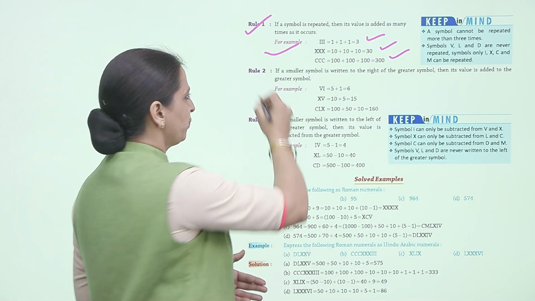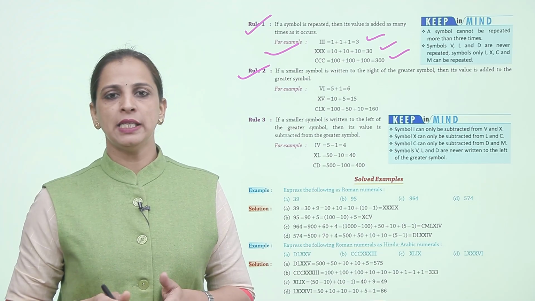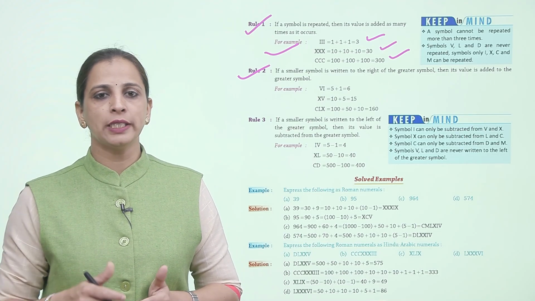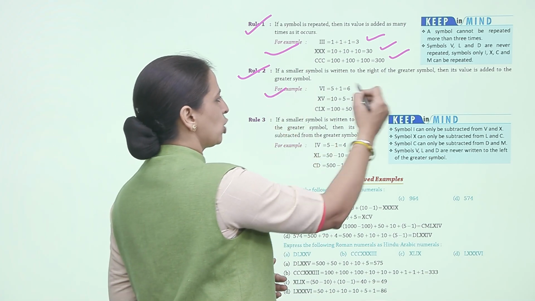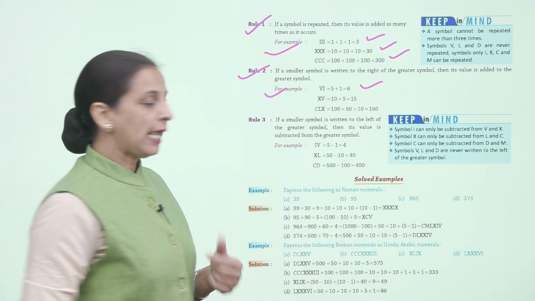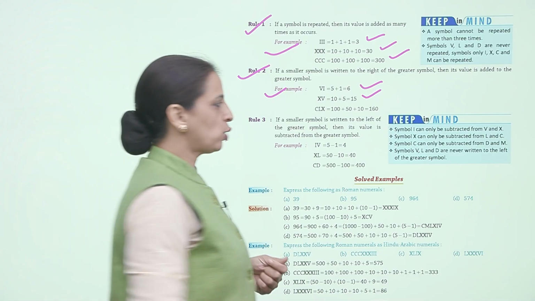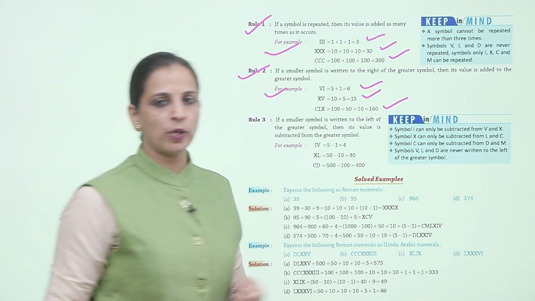Now rule 2. If a smaller symbol is written to the right of the greater symbol, then its value is added to the greater symbol. For example, VI is equal to 5 plus 1, which is 6. XV is equal to 10 plus 5, which is 15. CLX is equal to 100 plus 50 plus 10, which is 160.